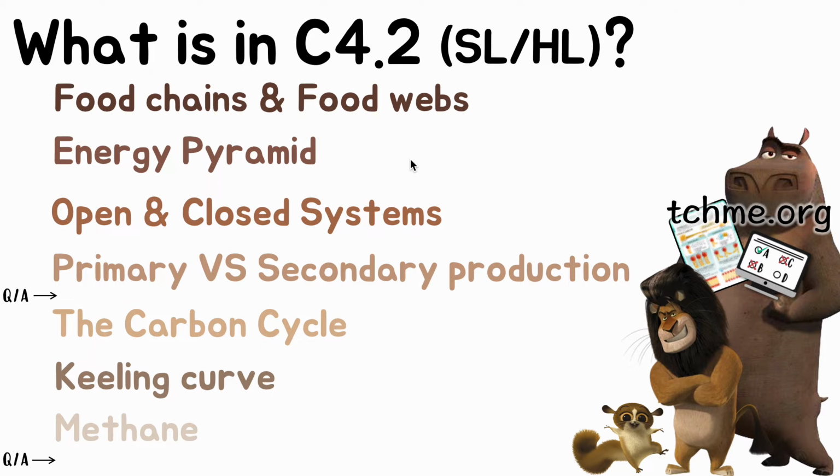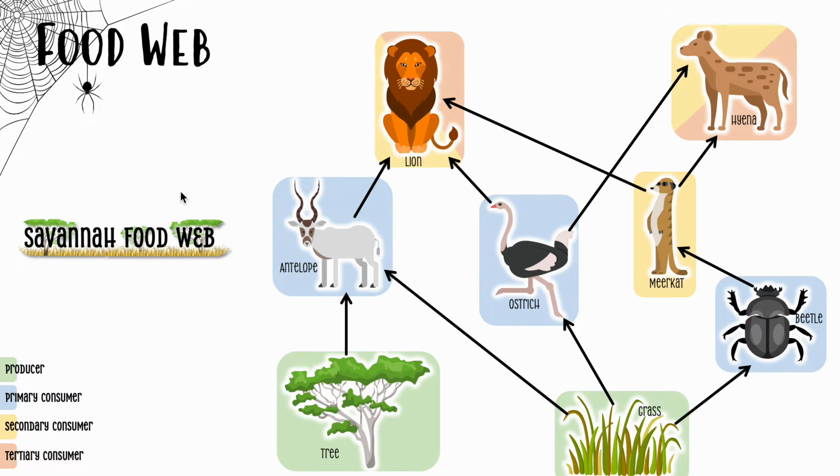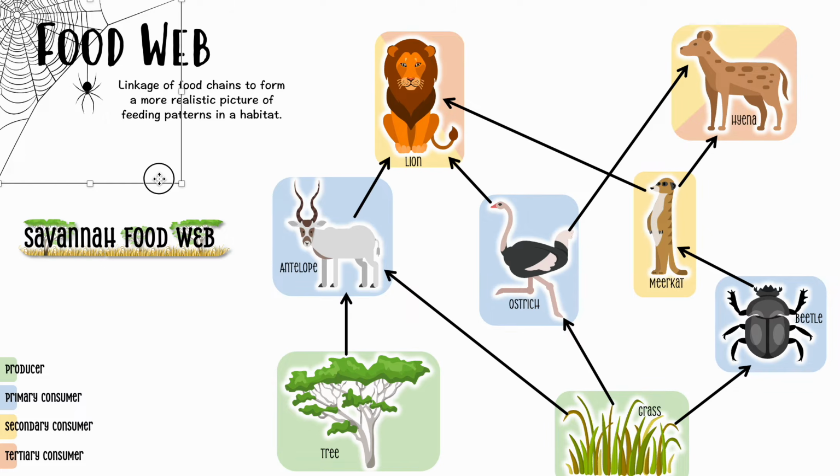Next, let's go into food webs. If you've understood food chains, food webs are super, super easy. The reality is that a food chain is very simplified compared to what's actually going on in an ecosystem, right? In reality, there's not one sequence of things that happens. There are many more combinations that can actually happen. So a food web is the linkage of food chains to form a more realistic picture of feeding patterns in a habitat. Now I want to show you something really important here.